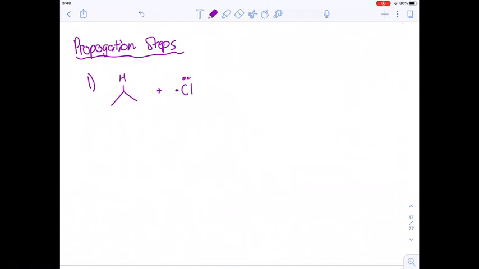Okay, so multiple choice 13 asks, which of the following correctly depicts one of the propagation steps in a radical halogen substitution reaction? So really this one is just a regurgitation of the mechanism for radical halogenation. So I'm going to go ahead and do the 2 propagation steps using Cl and see if any of the answer choices match this.